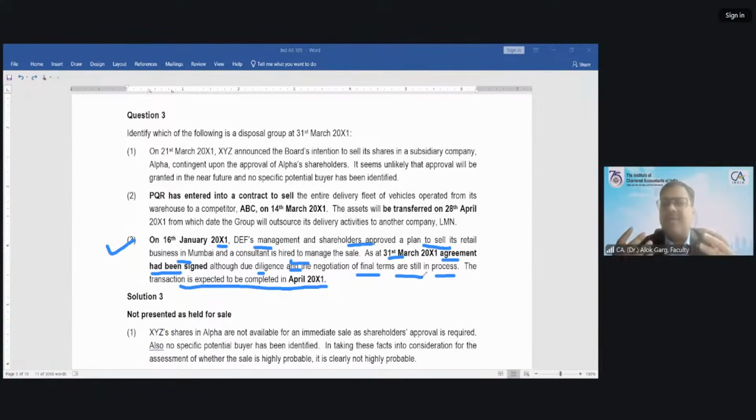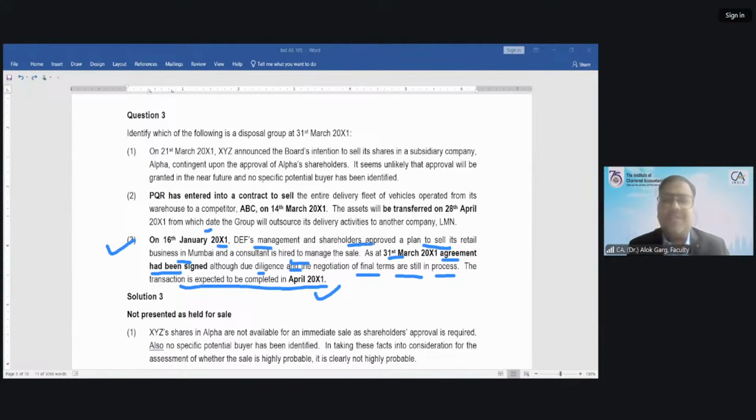So it means management is committed. Active program was started. Buyer has also been identified. Agreement has been entered. The negotiation and final terms are in progress. Okay, it will always take time. The transaction is expected to complete in April 20x1. So on 16 January, on the reporting date, the transaction is expected to complete in the next 1 month.